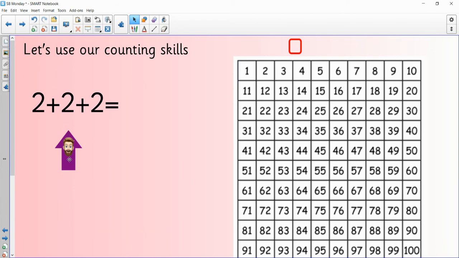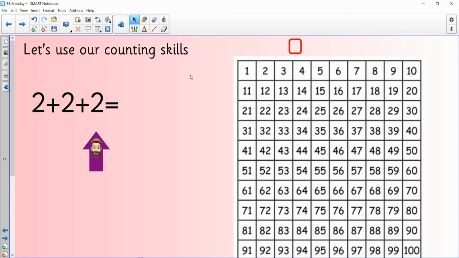Okay, now we're going to do something slightly different now. We're going to look at repeated addition sentences and we're going to use our counting skills. So let's read the calculation together. 2, add 2, add 2. How many 2s have I got? How many 2s, everyone? Yes, I've got 3 2s.